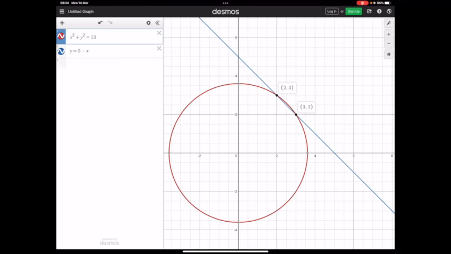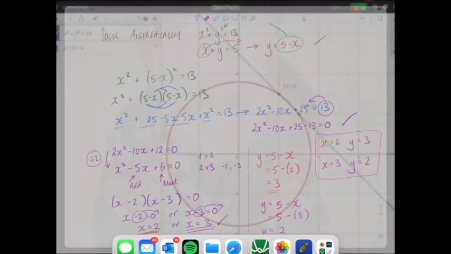And you can see that the 2 points where they meet, x is 3 for that first point in the bottom right, and y is 2. And then the second point where they meet, x is 2 and y is 3. So your two x values are 3 and 2, and your two y values are 3 and 2, and that is exactly why.